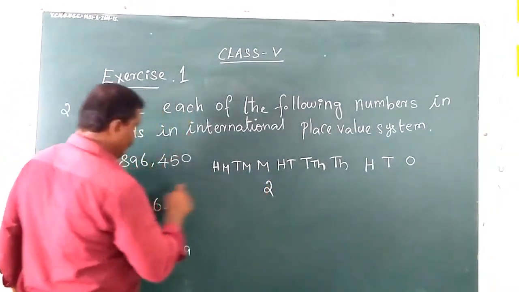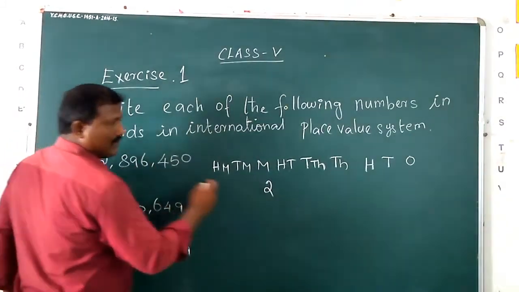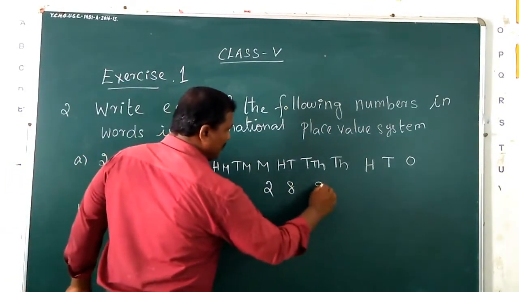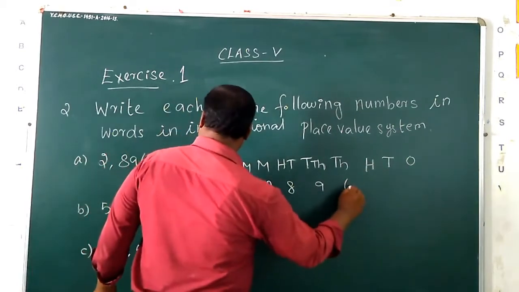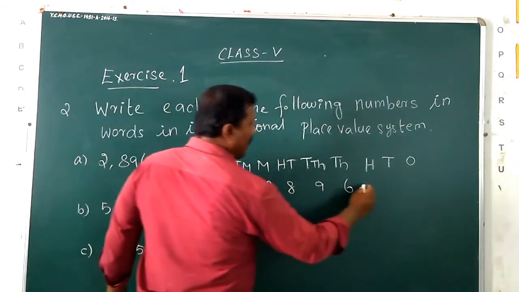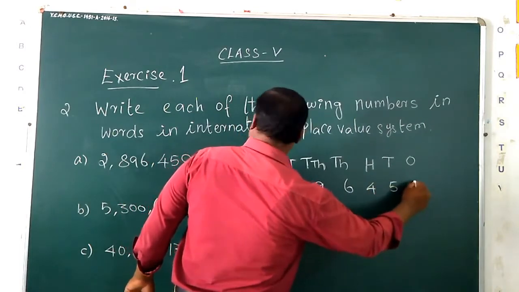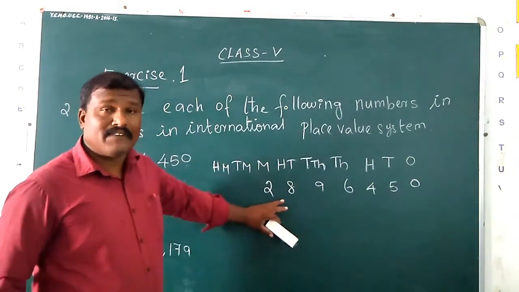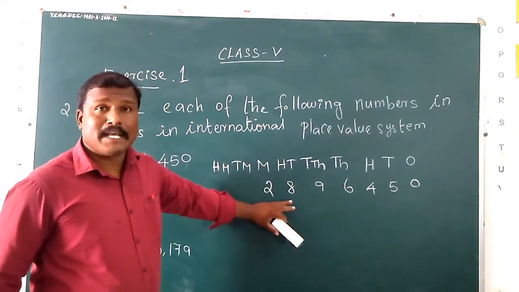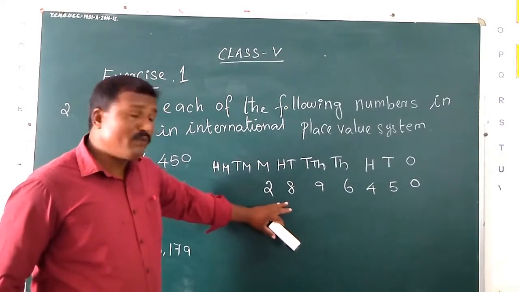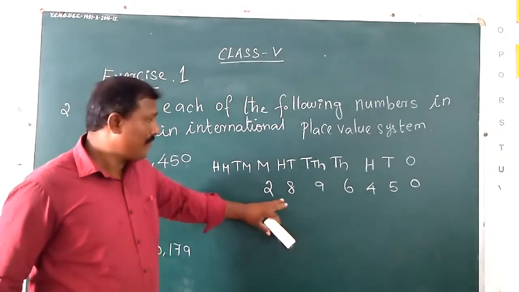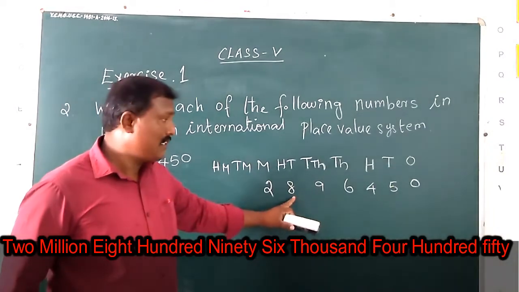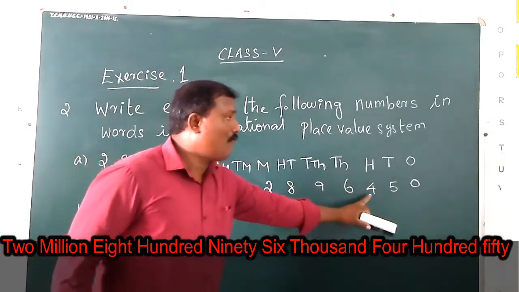So I put here 2. This is the hundred thousands place, so I put the digit here. 9 is the ten thousands place, 6 is the thousands place, 4 is the hundreds place, then the tens place and the ones place. So I place the given digits into the place table as per the international place table. Now we can read easily. It's a million place, so 2 million, 800,000, 96,450.